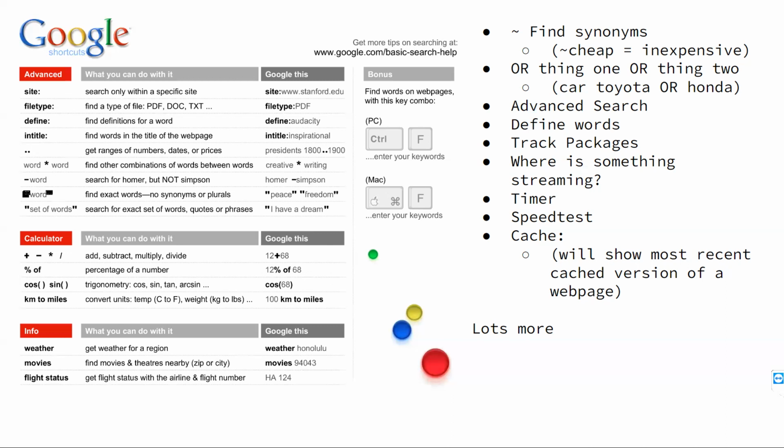I personally find that some of the ones like site, file type, define, and in title, they're not incredibly useful for me, but they might be for you. So for example, the site option will only give you results from a certain site. So if you want to look up a news article and you want to only look at news articles from CNN, you can do site CNN.com and then type what you want to search, and then you'll only get results from that site.